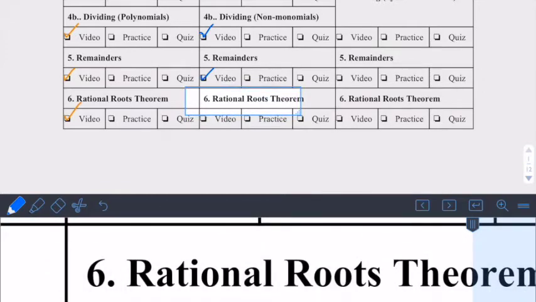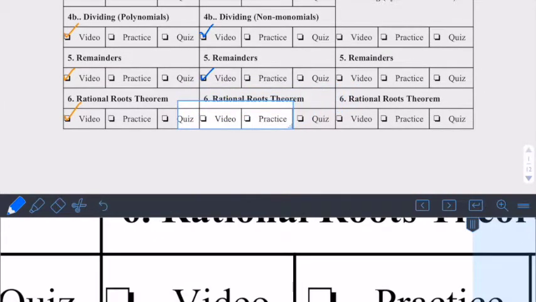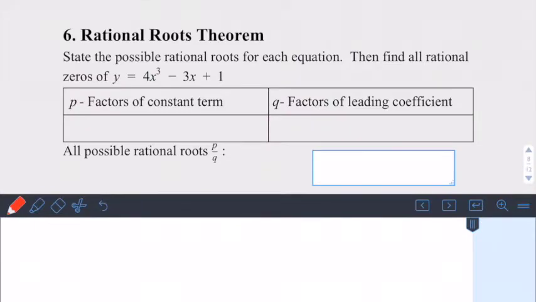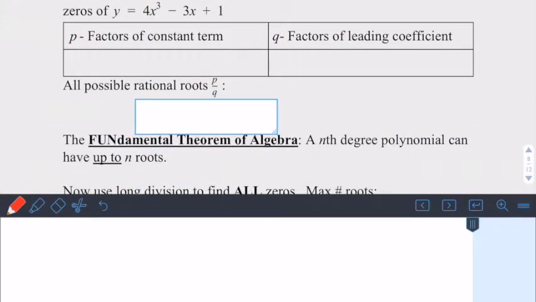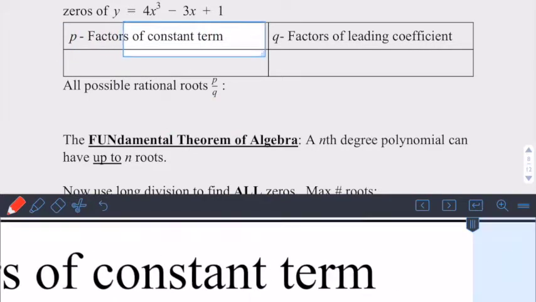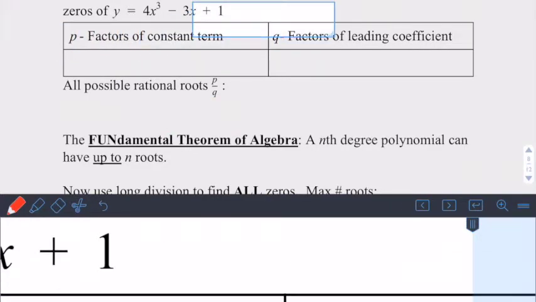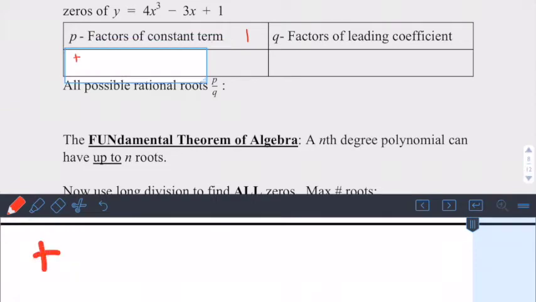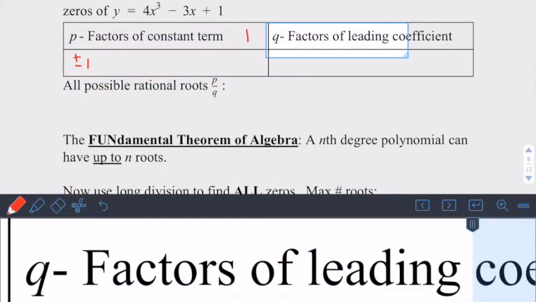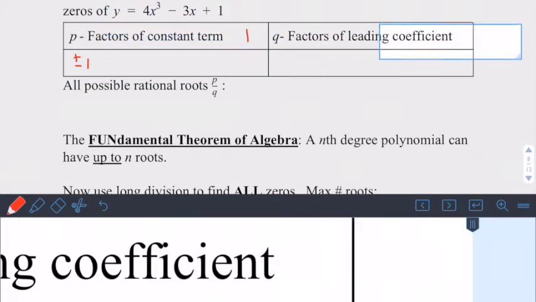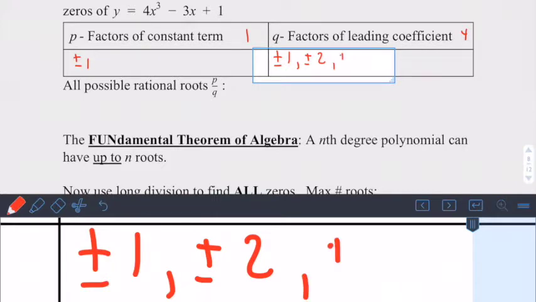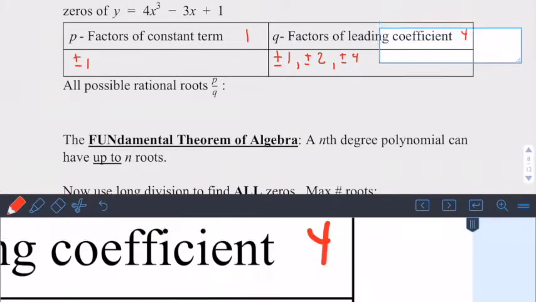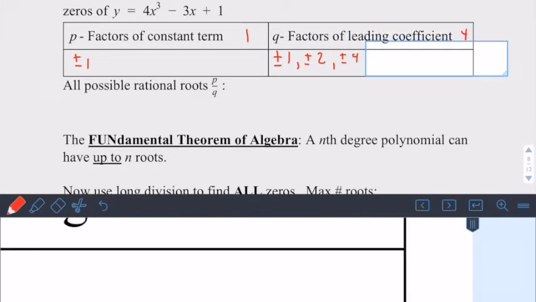And this is lesson 6, the rational roots theorem from tier 2. So now we're going to use our rational roots theorem, and then we're going to use a little bit of long division. So we need factors of our constant term, 1. So factors of 1 are just plus and minus 1. Factors of our leading coefficient of 4, those factors are plus and minus 1, plus and minus 2, plus and minus 4, right? 1 times 4 is 4, 2 times 2 is 4, those are all of them.